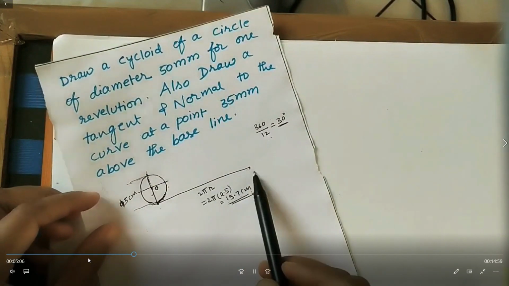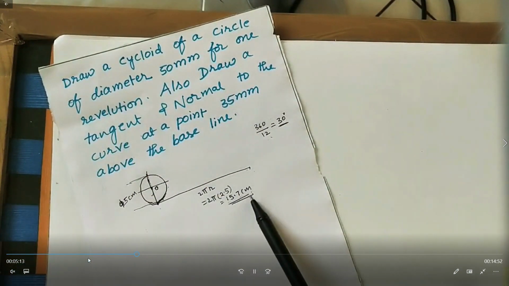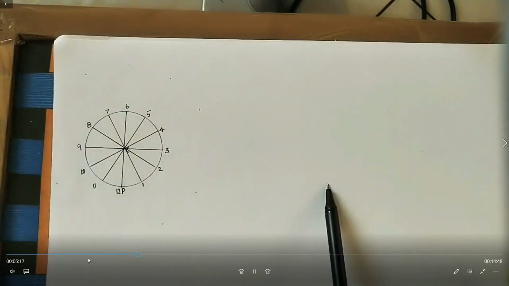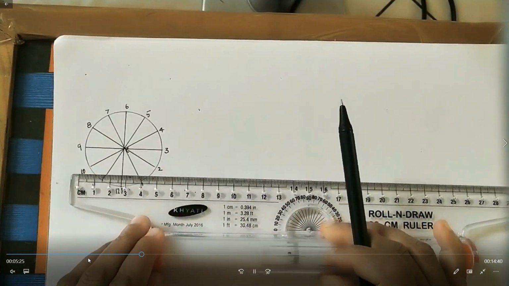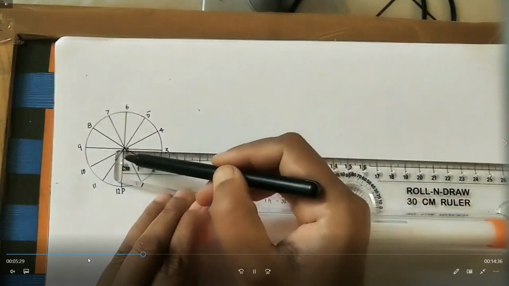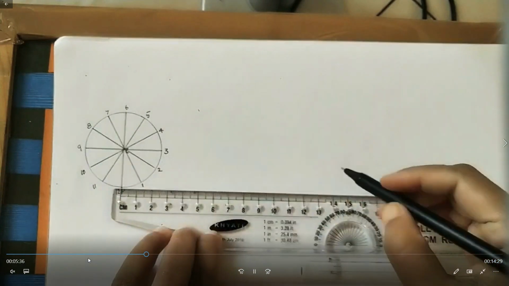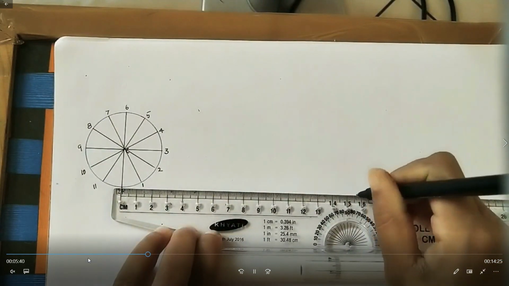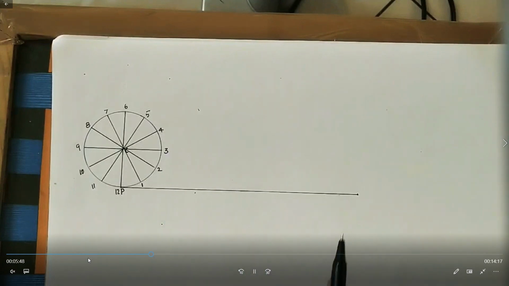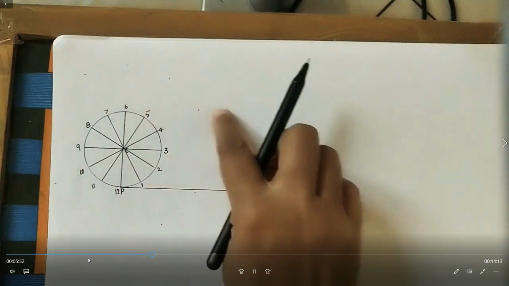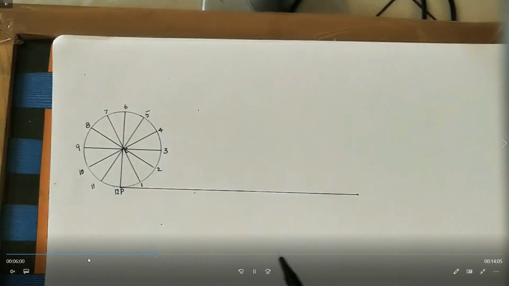Now we need to draw the circumference of the circle distance. How do we identify the circumference? It is pi d or 2 pi r. Pi d means we take the diameter of the circle, pi into 50. Otherwise 2 pi r, 2 into pi into 25. In this way, we identify the circumference of the circle. That line P to A, that horizontal long line, is called the circumference of the circle. Okay.